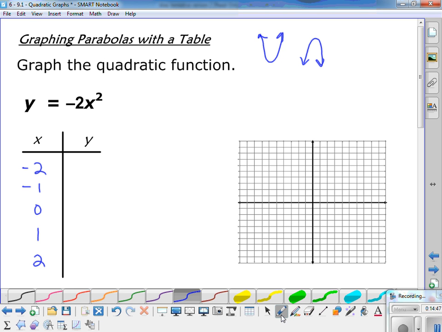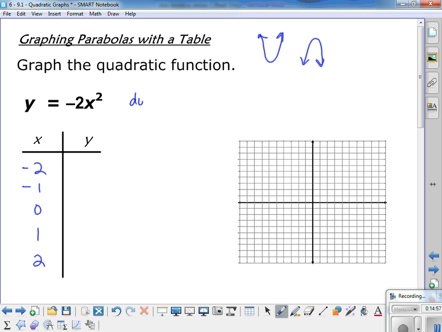So first of all, take a look at my equation. I've got y equals -2x squared. So what direction are you expecting this to go? Up or down? Which way? Should be going down. So when you go to graph it, after you fill in your numbers, if your graph isn't going down, then something went wrong and you need to go back and check your work. All right, so let's take a look here.